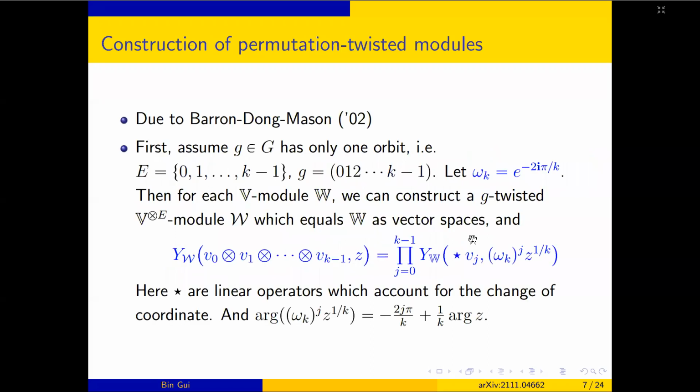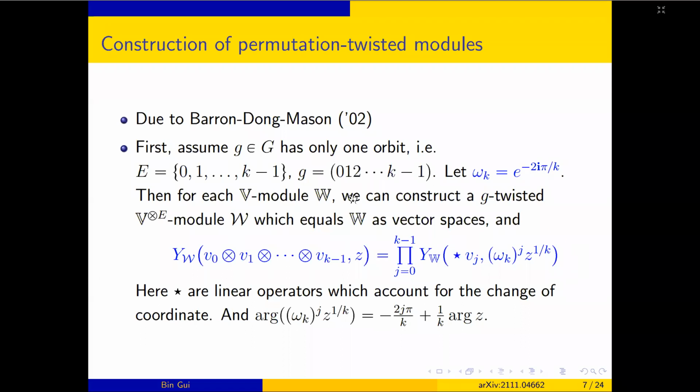Let me give you an example, which is also quite related to the subject of our talk today. I will give you an example of how to construct twisted modules for permutation orbifold theory from untwisted modules, and this construction is due to Barron and Mason. So this is the algebraic definition.